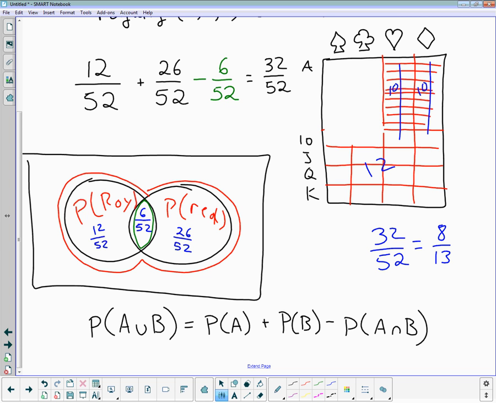8/13. Okay. Do you see where I came up with this? So that formula is an important formula when you're dealing with combined events. Okay?